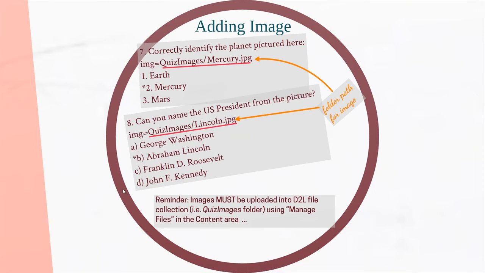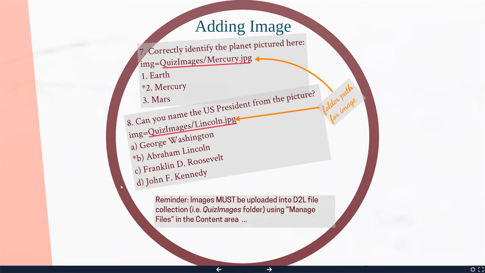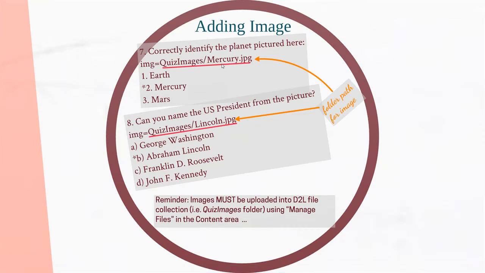Okay? And then when I do it in the D2L question importer tool, let's say for an example I have an image for question number 7. Just right after the question, I write img equal, and then I give the path: quiz images, and then I write the file name. Make sure you write it exactly as it is in PAWS.